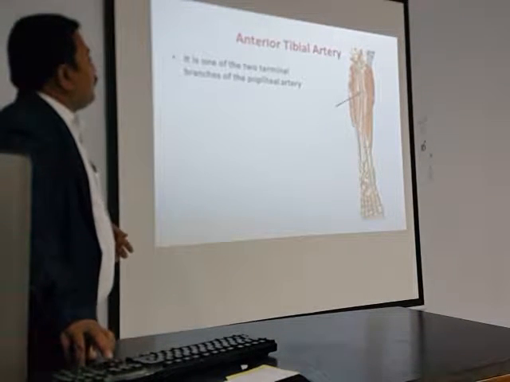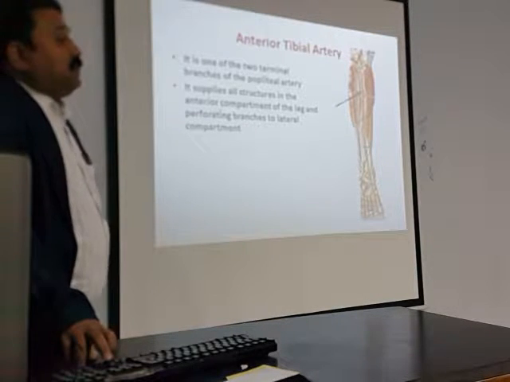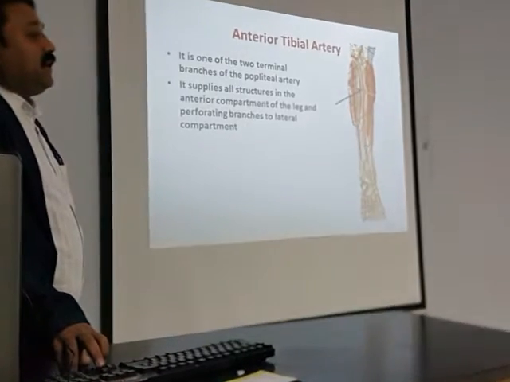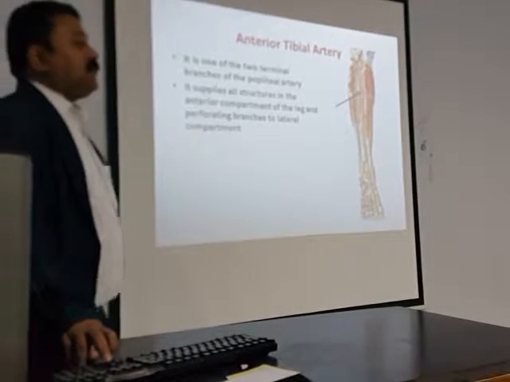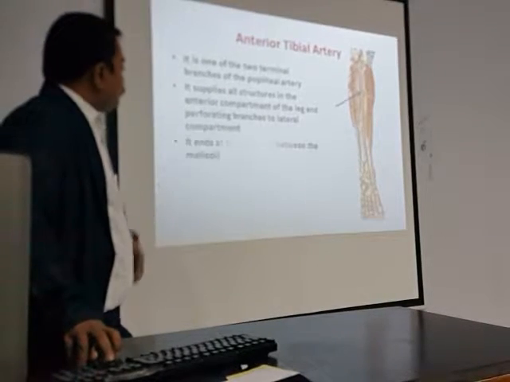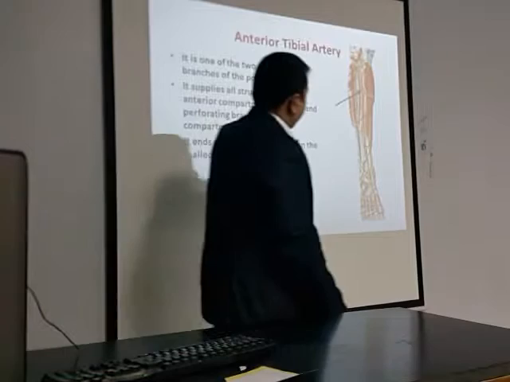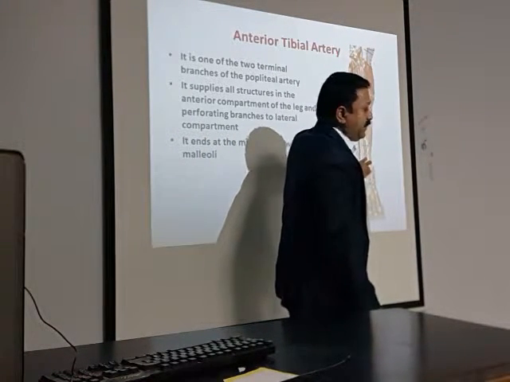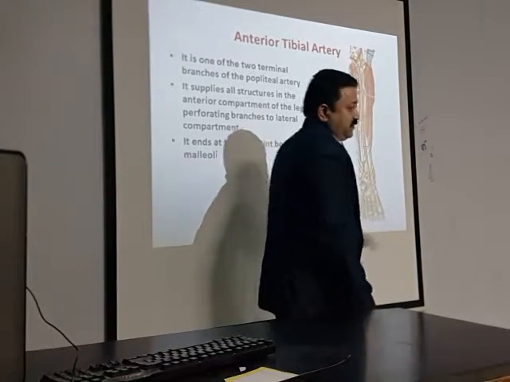Next is the anterior tibial artery. It is one of the 2 terminal branches of the popliteal artery, isn't it? It supplies the structures in the anterior compartment of the leg and gives perforating branches to the lateral compartment, that is the peroneal compartment. It ends at the midpoint between the malleoli, so the medial malleolus and the lateral malleolus.